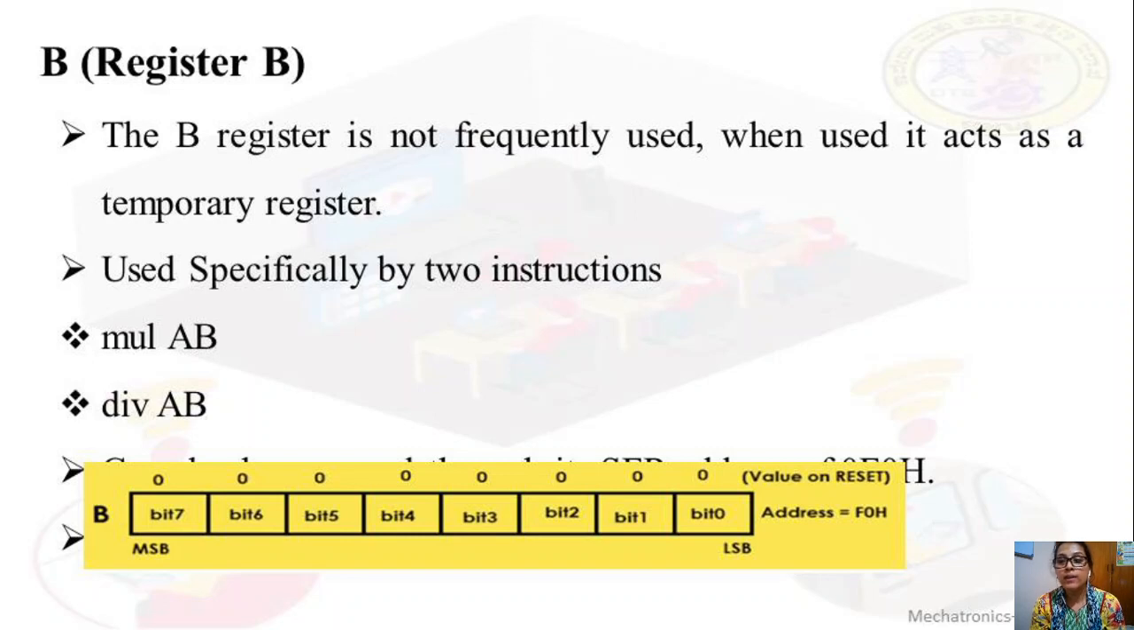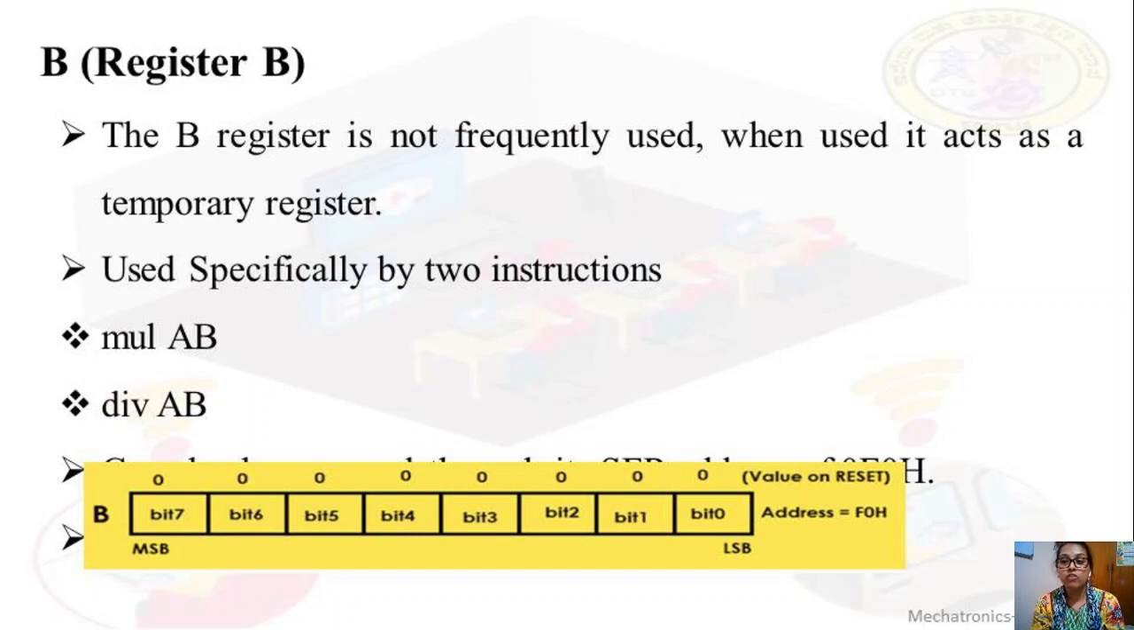For example, MUL AB and DIV AB mean multiplication of the data stored in A and B, and division of the data stored in A and B. During the multiplication operation, one of the operands, either multiplier or multiplicand, is stored in the B register, and the higher byte of the result is also stored in the B register. In case of division, the B register holds the divisor and also the remainder of the result.